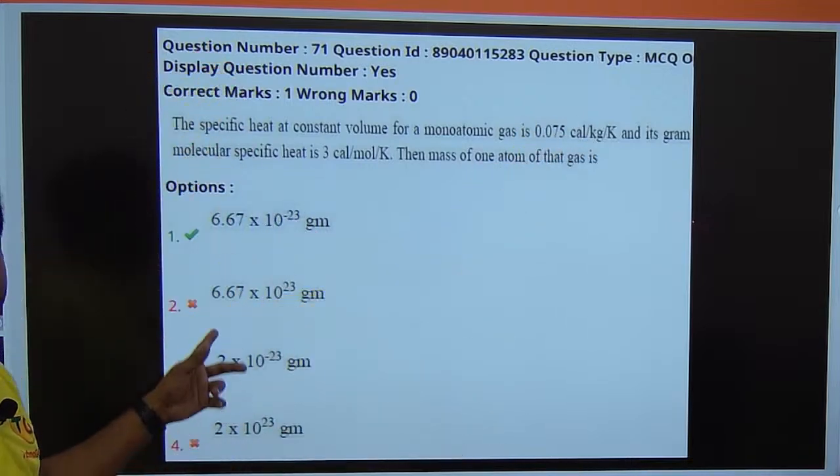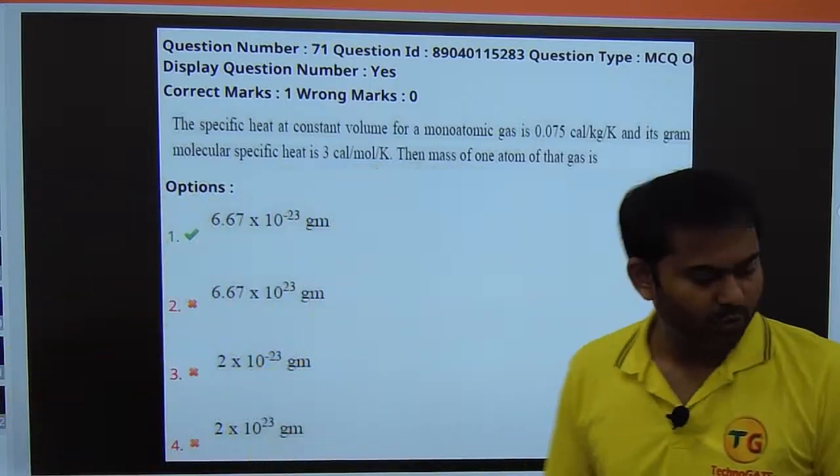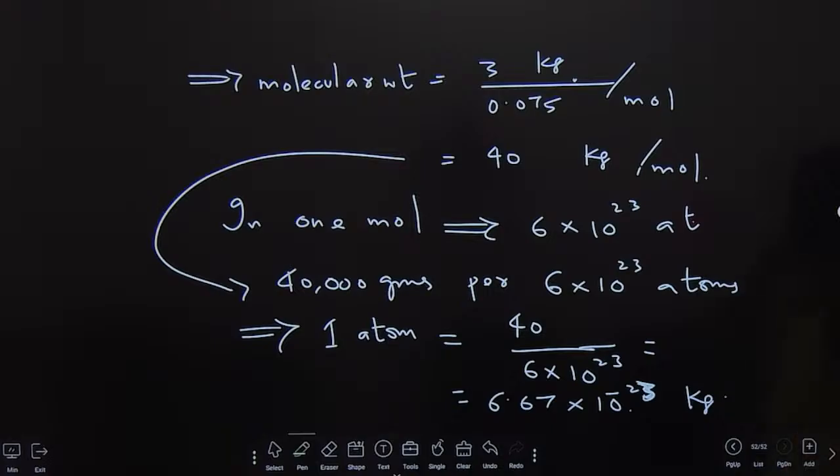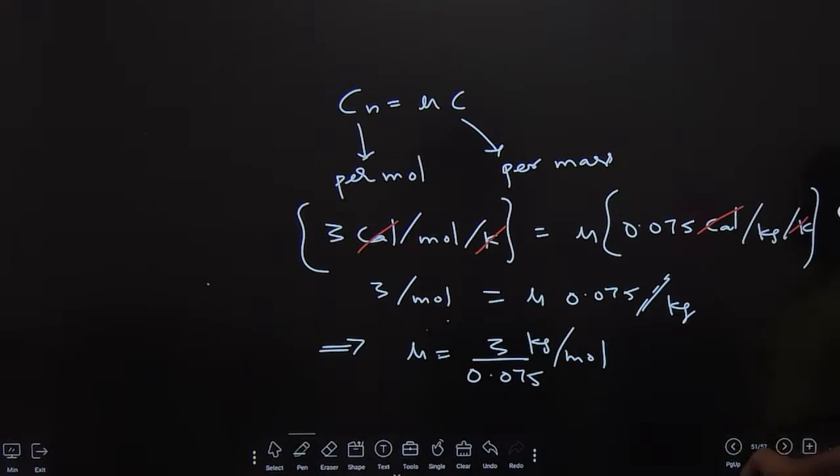The answer is coming out to be option number 1. So please copy this, guys. Hope there is no confusion. I strictly do these calculations. Okay, we went ahead according to what they gave. So please copy this.